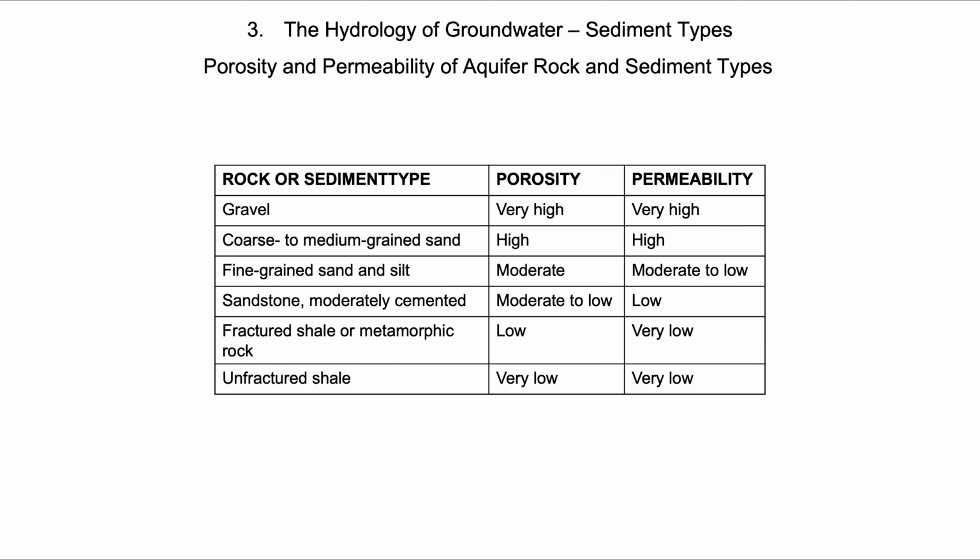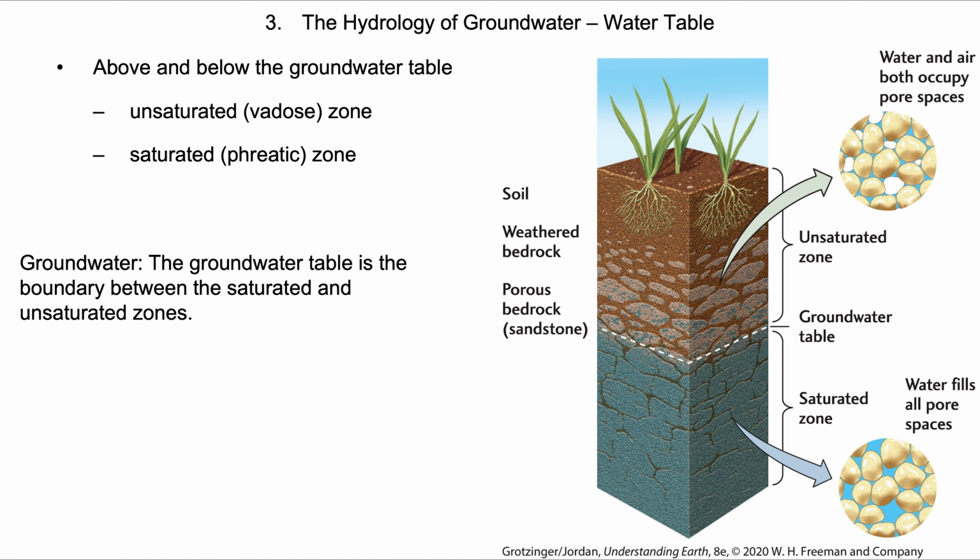Porosity goes to moderate, and permeability goes to moderate to low. Moderately well cemented sandstone has moderate to low porosity, low permeability. Fractured shale or metamorphic rock, low porosity, very low permeability. Unfractured shale, very low porosity, very low permeability. This rock is very good at blocking water flow. And we can see a bit of that here.